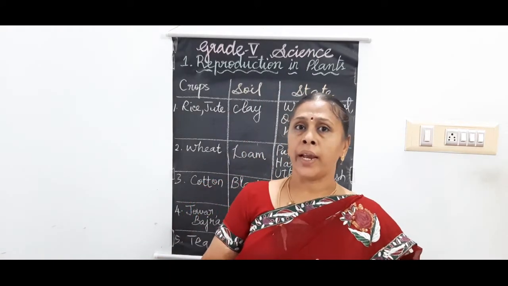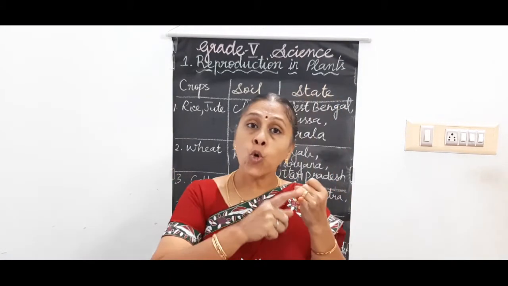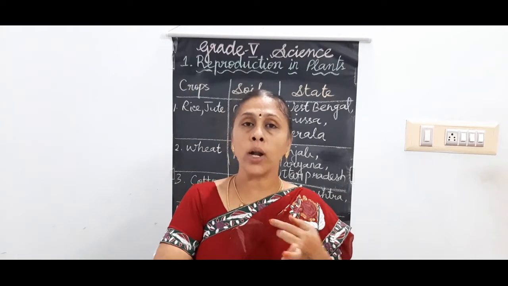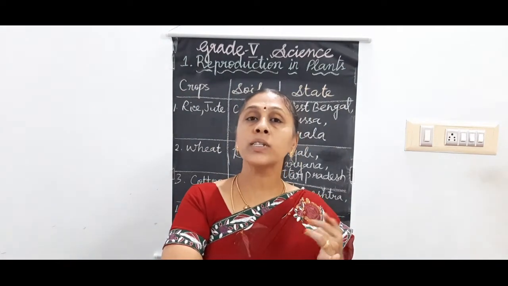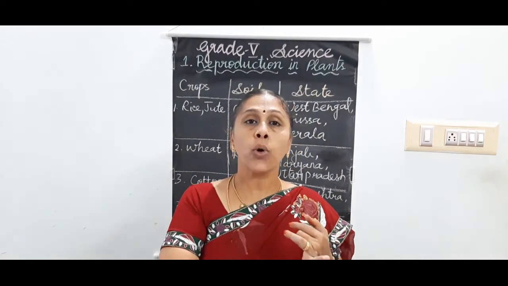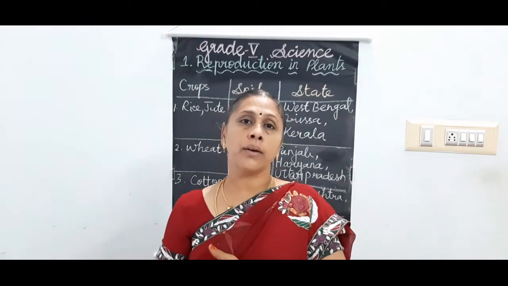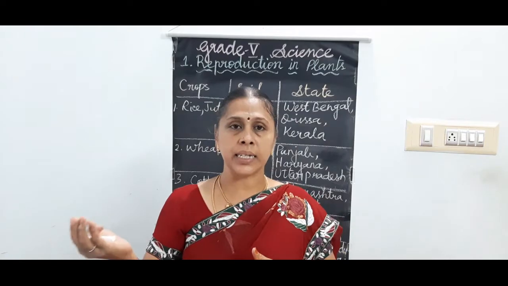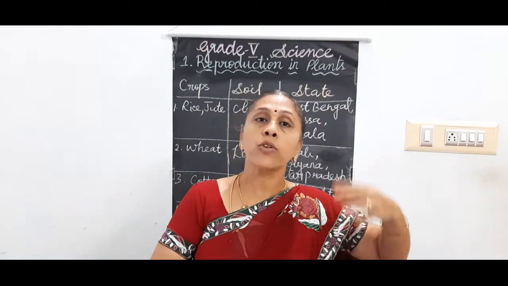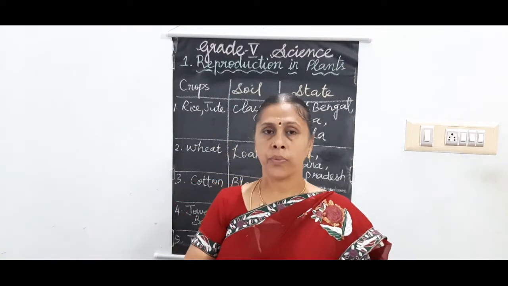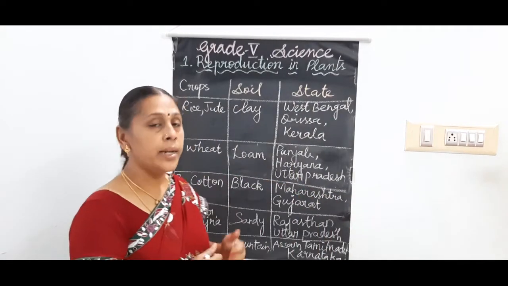In the same way, not only these crops, fruits and vegetables are also called kharif fruits, kharif vegetables, which grow in summer season, and the rabi fruits and rabi vegetables, which are grown in winter season. They are also classified according to the seasons they grow. Understand? Okay, the next one.